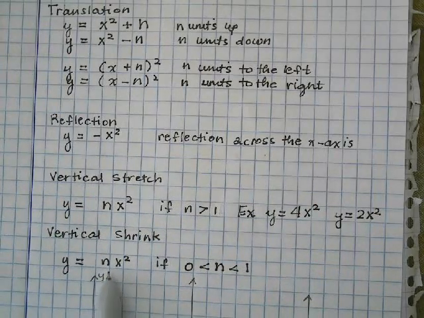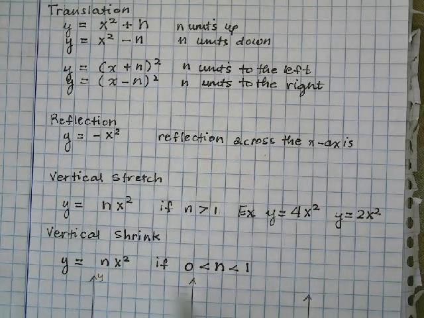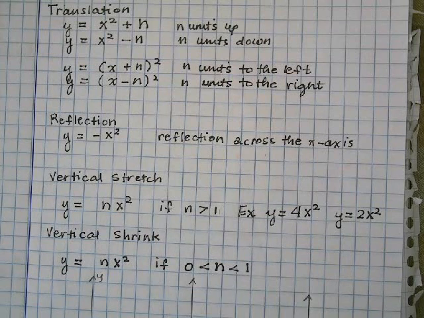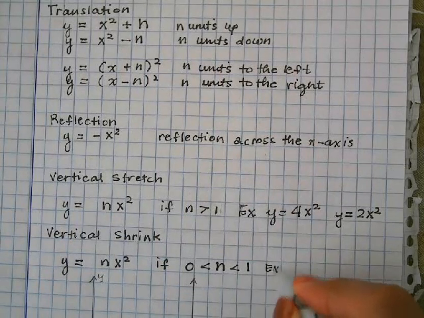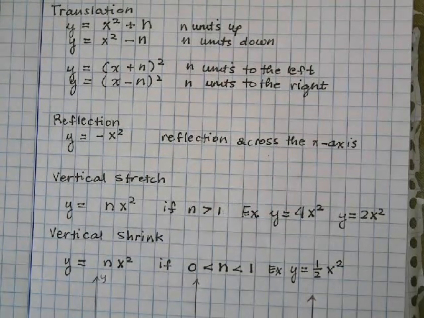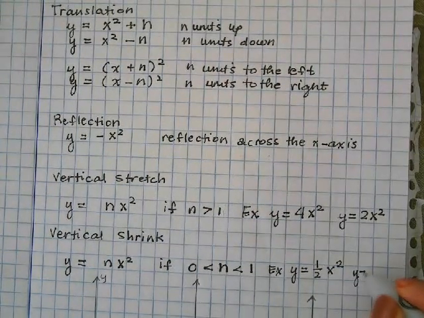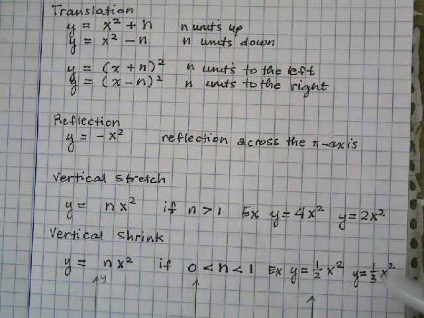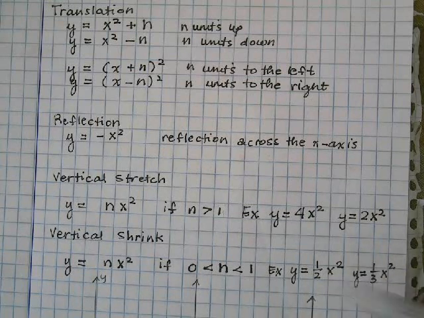Now if the number in front, or your coefficient, is a number between 0 and 1, let's say 1/2, 1/3, 1/4, 2/3, that means you shrink it. Example of this is y equals 1/2 x squared. That will be a shrink. Or y equals, let's say, 1/3 x squared. How much do you shrink it? This is a factor of 1/3 and this is a factor of 1/2.